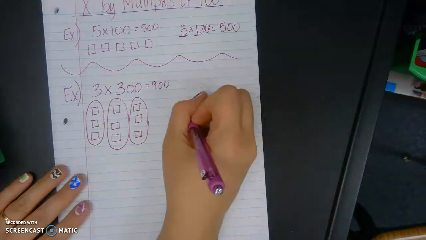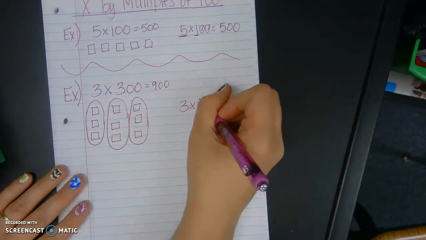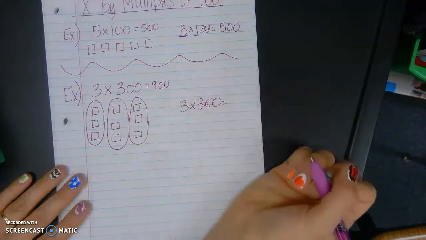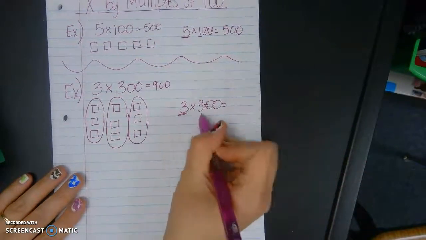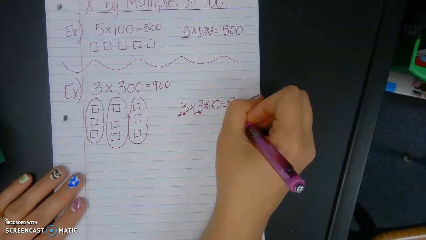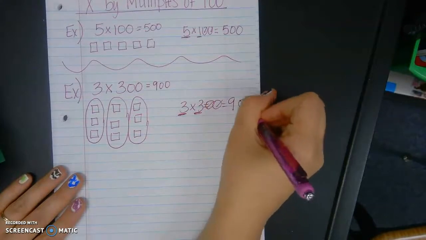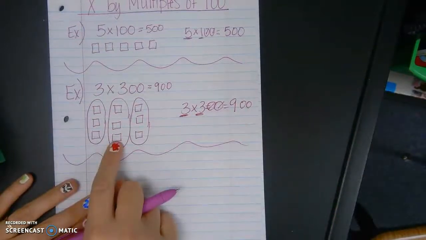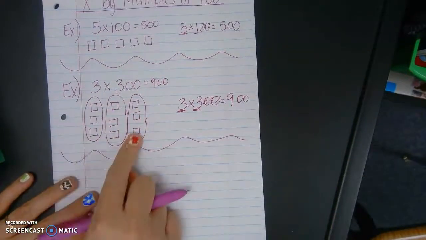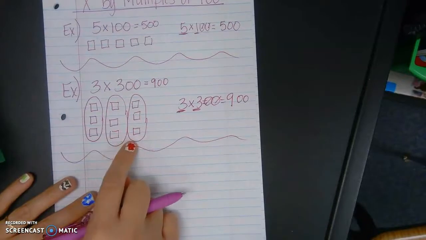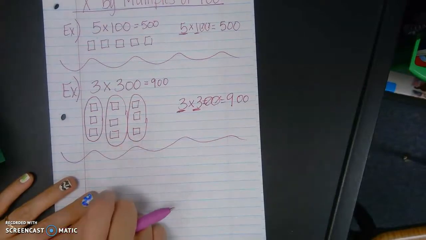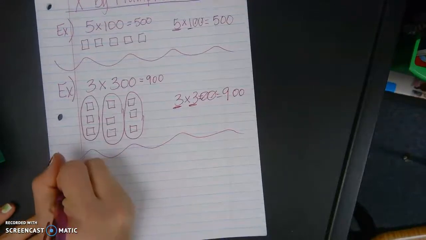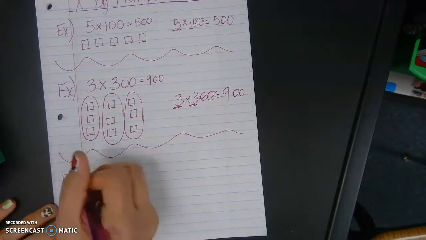Now, if I was just doing the trick, I would underline 3 and 3. 3 times 3 is 9. 1, 2 zeros, move them over, 900. A lot faster, but I want you to know what the picture looks like, because they could show you a picture like this. And I could say what multiplication equation goes with it. And I might do that. Who knows?